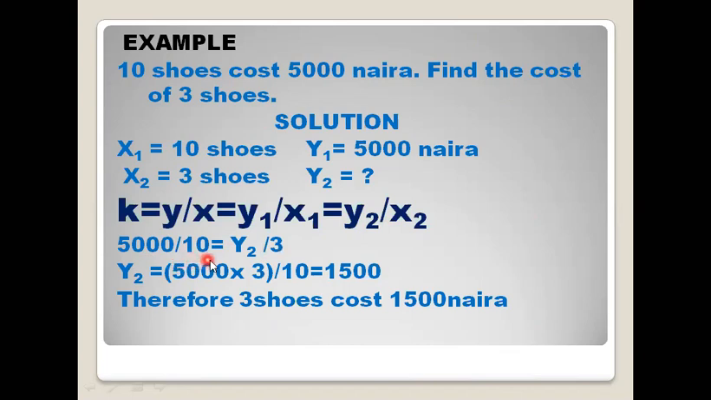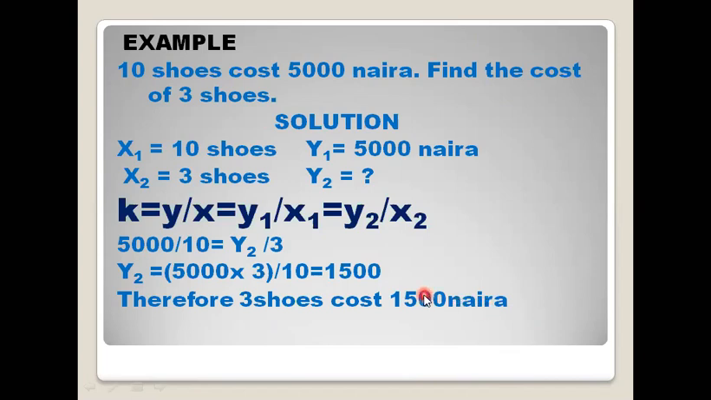So we are going to cross multiply and make y the subject of our formula. The 3 we multiply with 5,000 and we divide everything by 10. So y2 will be equal to 5,000 times 3 divided by 10. 5,000 times 3 gives us 15,000. 15,000 divided by 10 gives us 1,500. Therefore, 3 shoes cost 1,500 naira. So that's that for direct proportion.